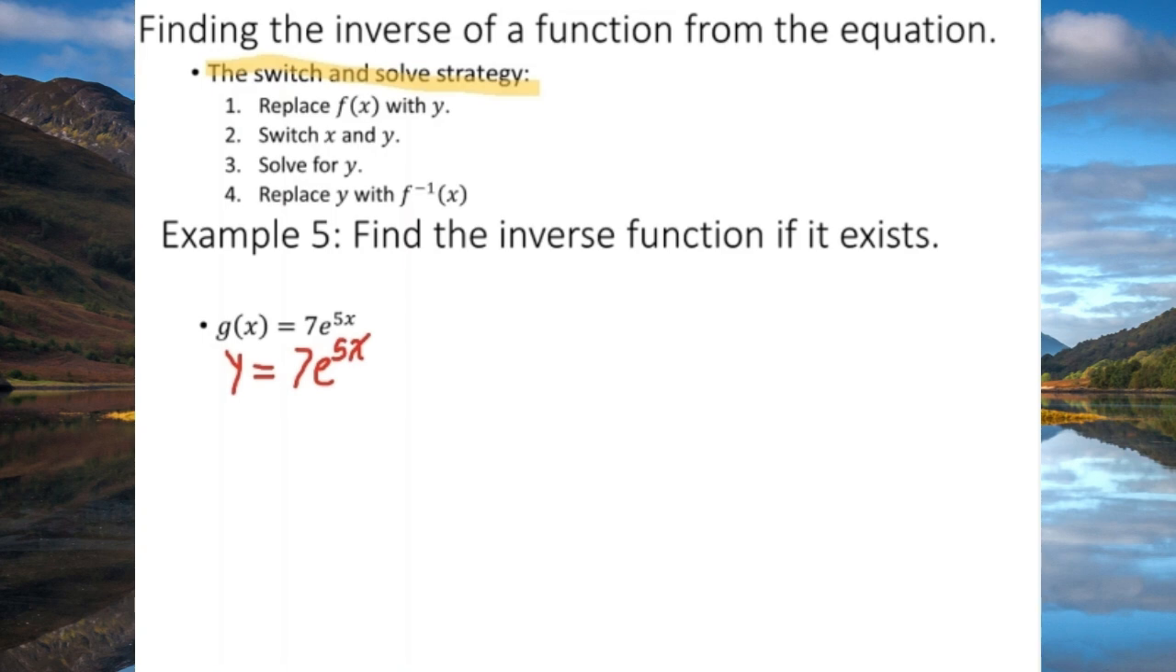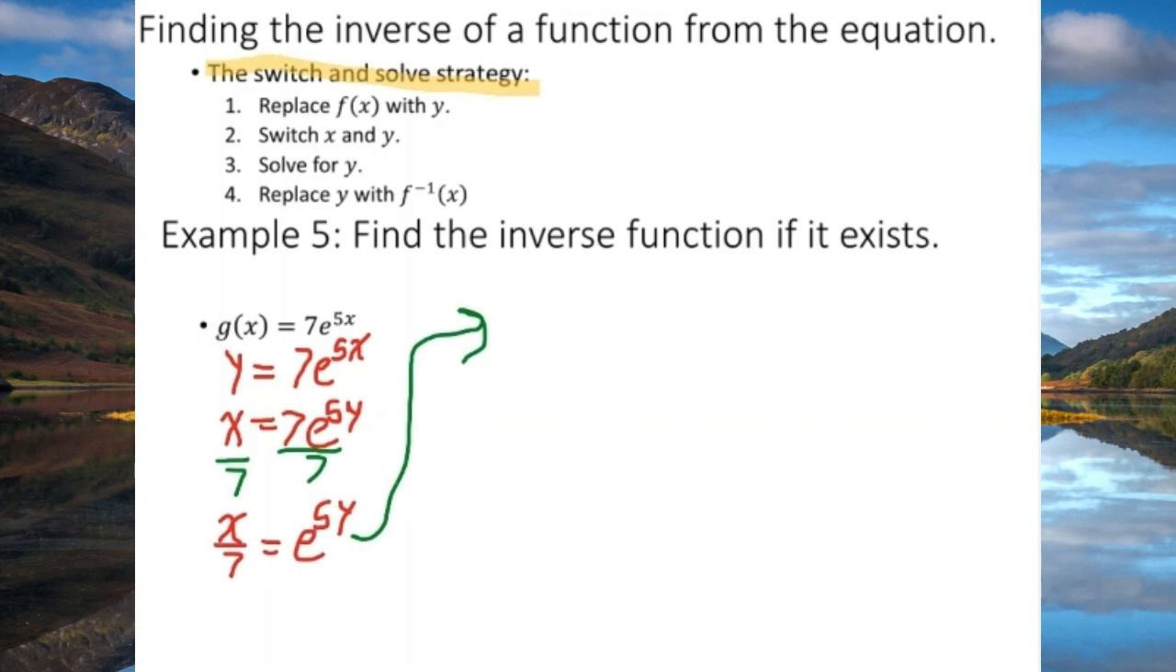Now we move to step 2, where we switch our x's and y's, and we have x equals 7e to the 5y. Now to solve for y, we'll start off by dividing both sides by 7, and we get x over 7 equals e to the 5y. Since our right-hand side is exponential, the way we get rid of the base e is we apply the natural log to both sides of the equation, and we get natural log of x over 7 equals 5y.